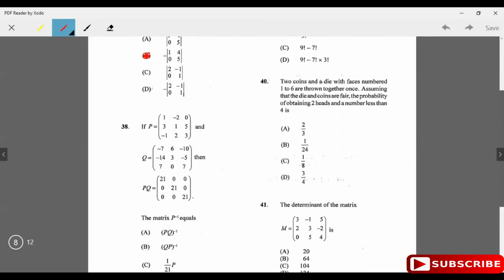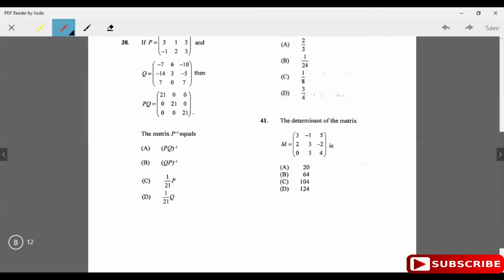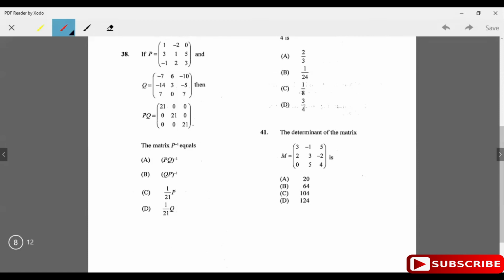Question 38 gives us that P times Q is 21I, and they want to find P inverse. This is a repeat. What's the answer? Dog.